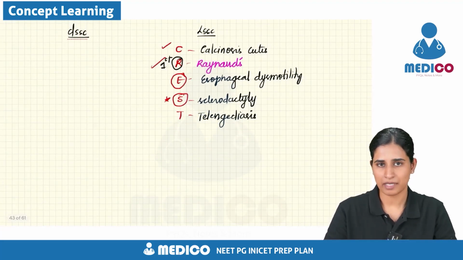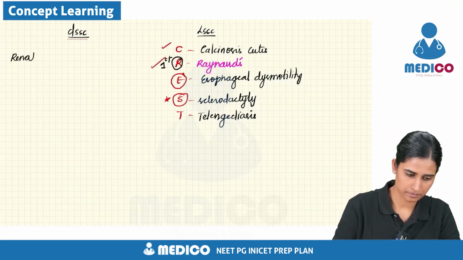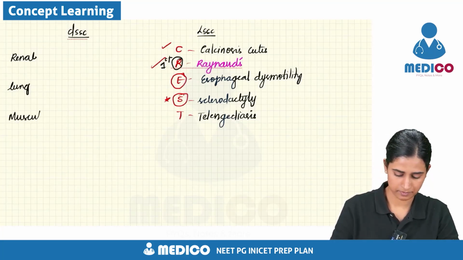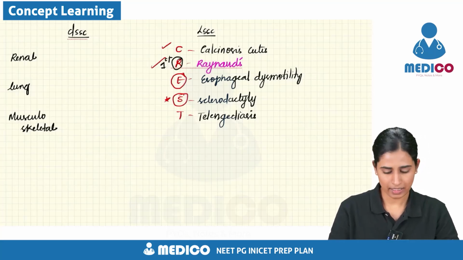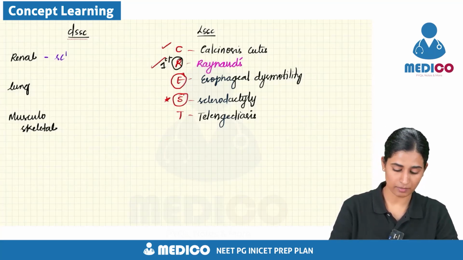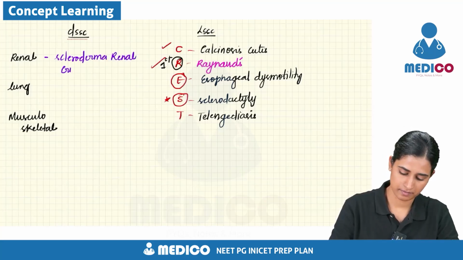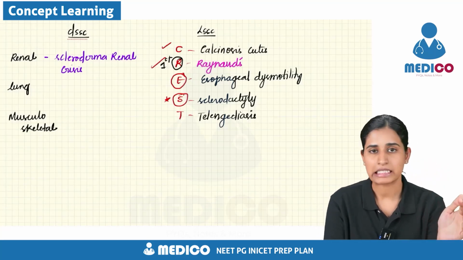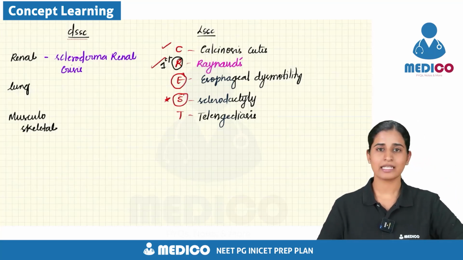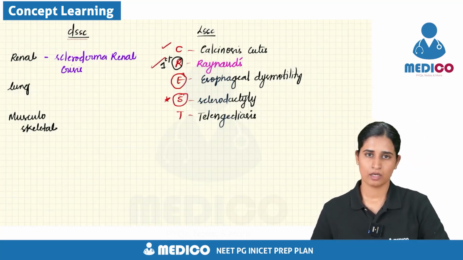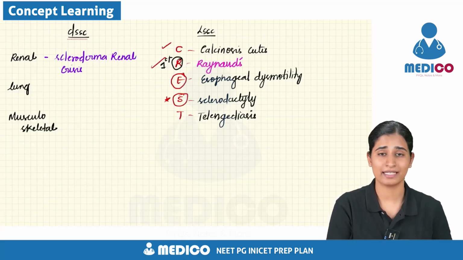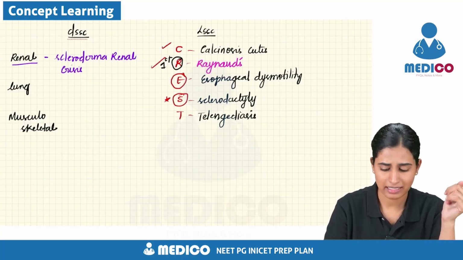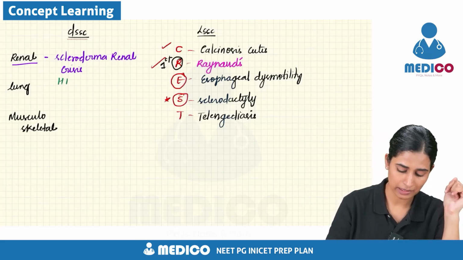And coming to diffuse, other manifestations are renal, lung and musculoskeletal. In renal, the most important manifestation is scleroderma renal crisis. The renal manifestation of scleroderma is very different from SLE and other vasculitis syndromes, because in SLE you will get lupus nephritis, or in other connective tissue disorders you will get some other glomerulonephritis. But here it is scleroderma renal crisis, in which the patient will present to you with hypertensive emergency.